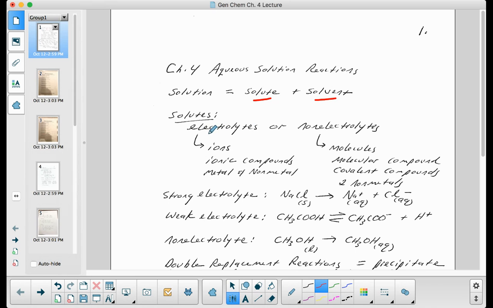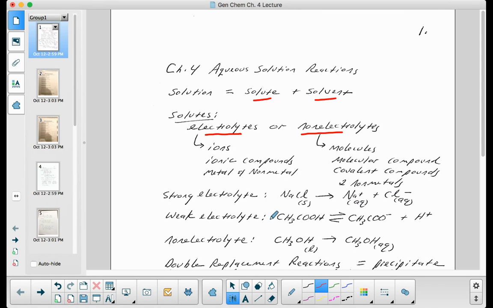So when we talk about solutes, we talk about them as electrolytes or non-electrolytes. So an electrolyte is anything that breaks up into ions, such as an ionic compound, a metal and a non-metal as a compound. And then non-electrolytes are molecules, molecular compounds, or we refer to them as covalent compounds containing two nonmetals. So a strong electrolyte is something like sodium chloride, NaCl solid. When placed in water, it breaks up completely into the two separate ions of sodium positive 1, chloride negative 1.